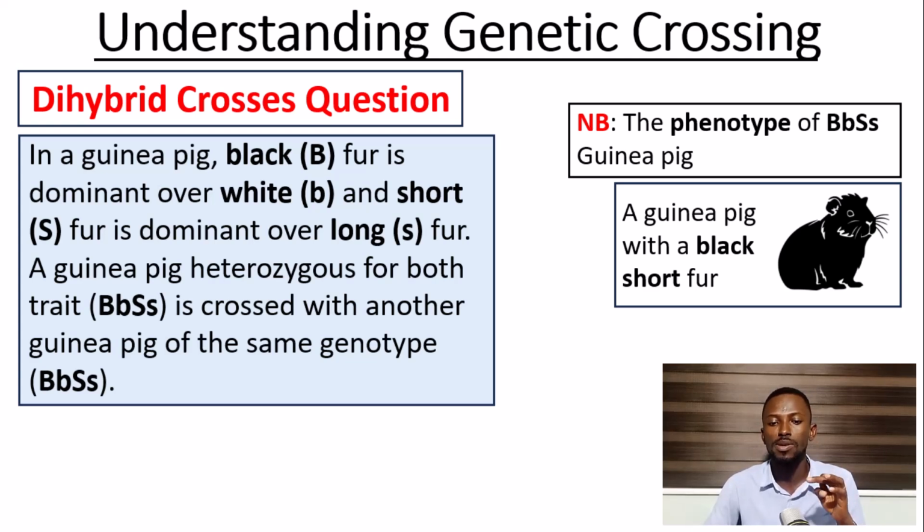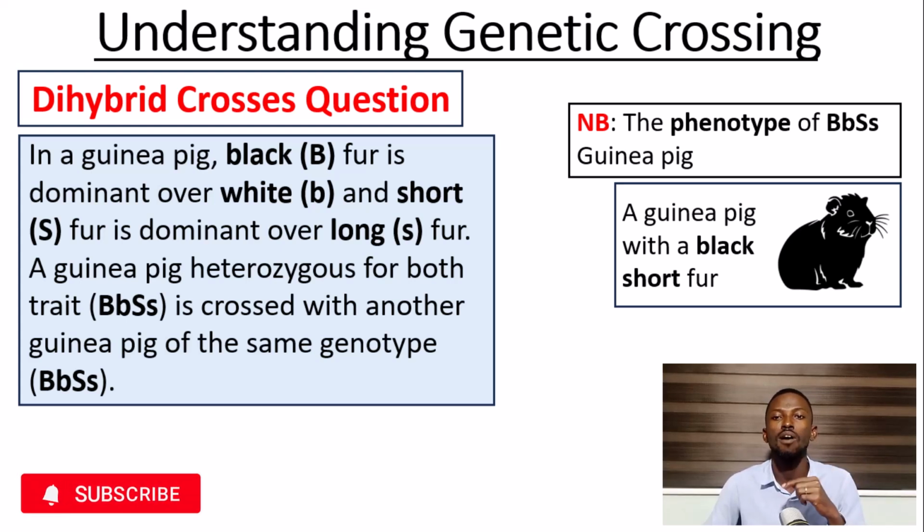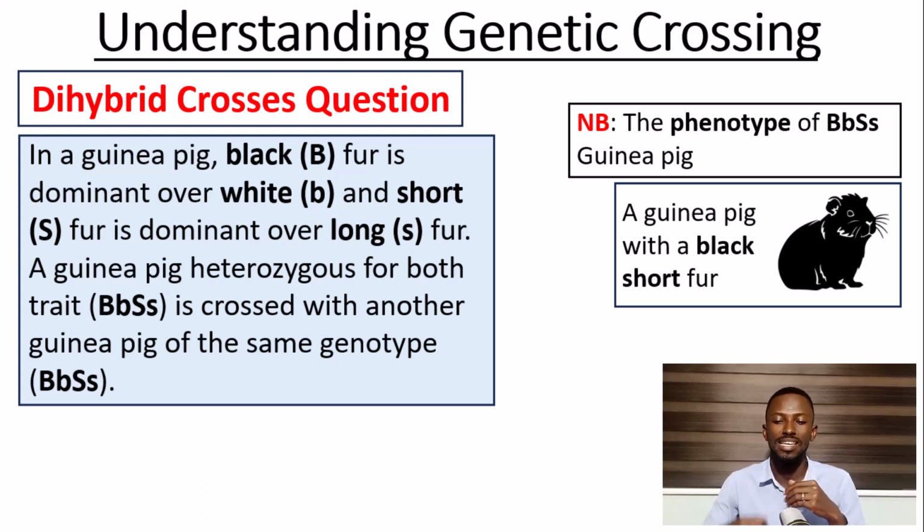The guinea pig will be black with short fur. The guinea pig will not be white because black is dominant over white. And the fur will be short, not long, because short is dominant over long. But take note of this. In the genetic makeup of the guinea pig, there is a trait for white fur and another trait for long fur, meaning it can pass on these traits to its offspring. So take note of this. The phenotype is influenced by the genotype.